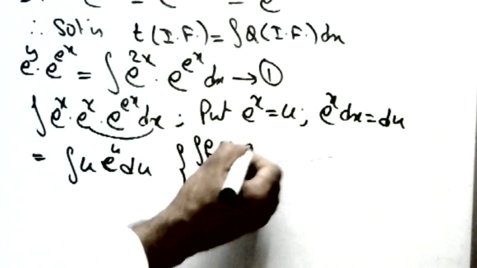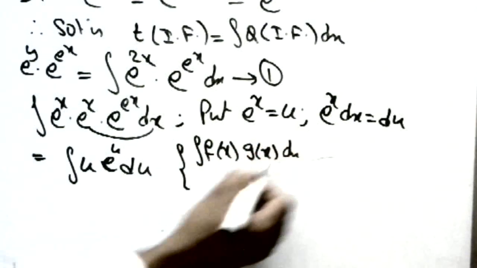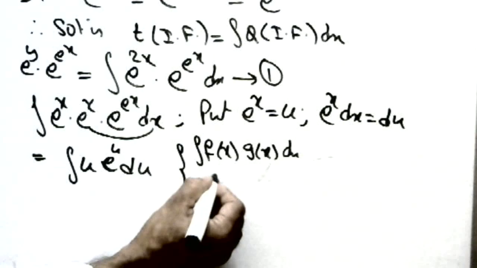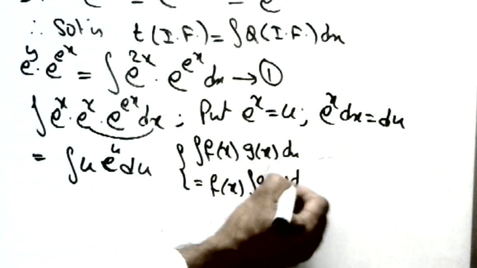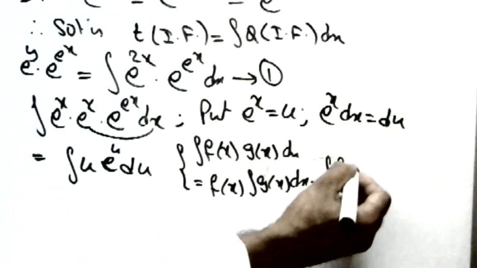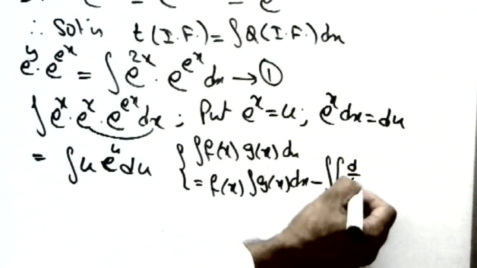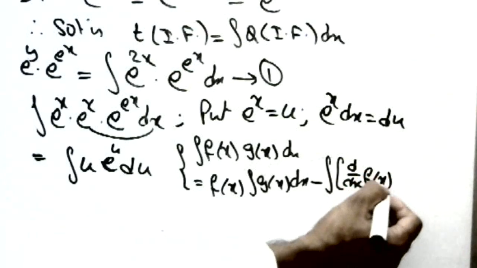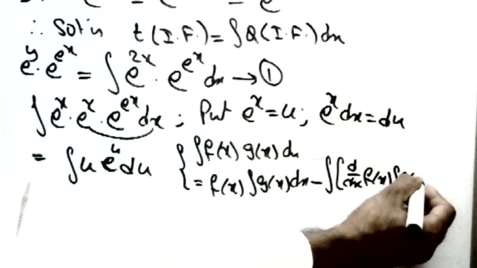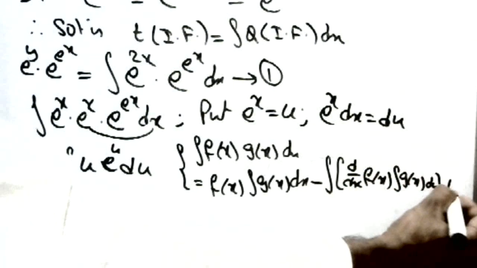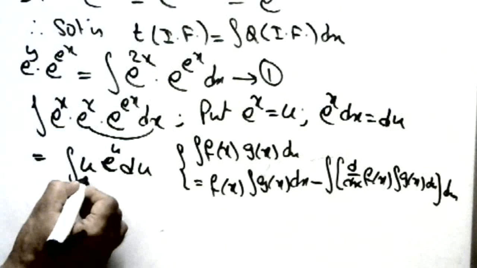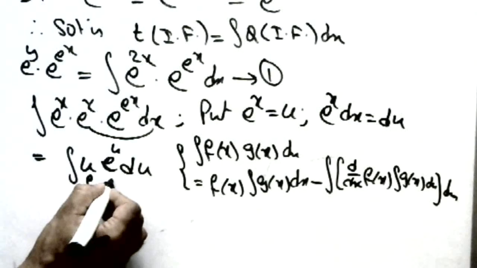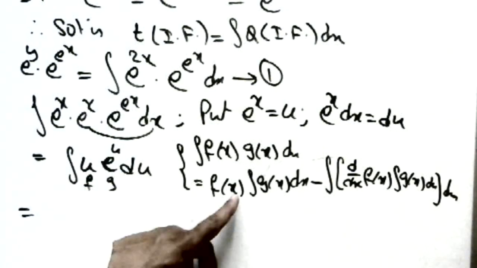This is the formula for integration by parts: the integration of f of x into g of x equals f of x times the integration of g of x dx, minus the integration of d by dx of f of x times the integration of g of x dx, whole dx. This question is based on this formula. So let me continue with it. See here, we take this as the function f and this as g.